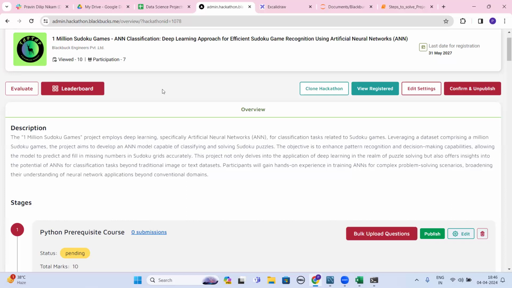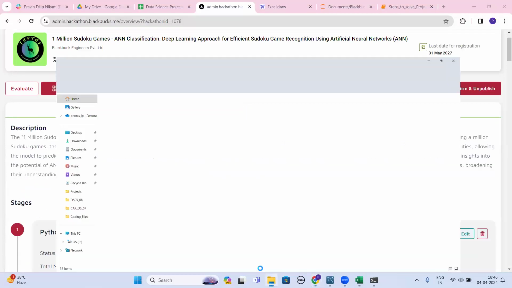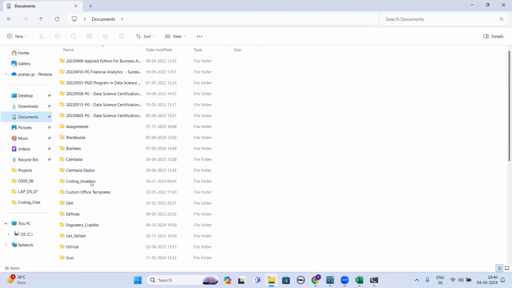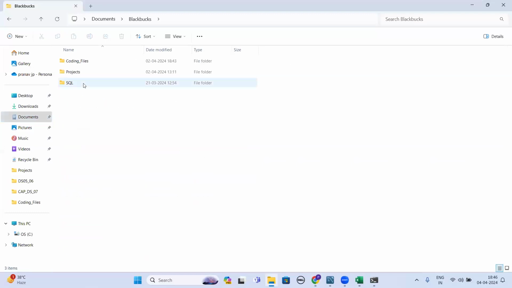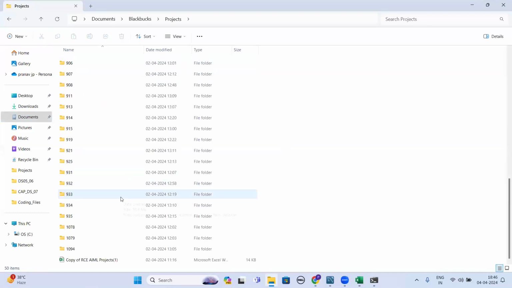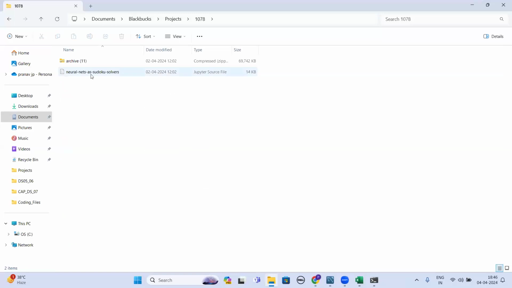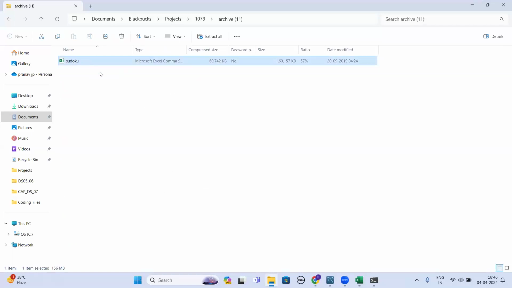Now here you can get the data. What is the ID of this particular part? 1078. So let's go over here, and in Blackbucks projects, 1078. So this is basically the data. This is the Sudoku data that you are expected to move ahead with.